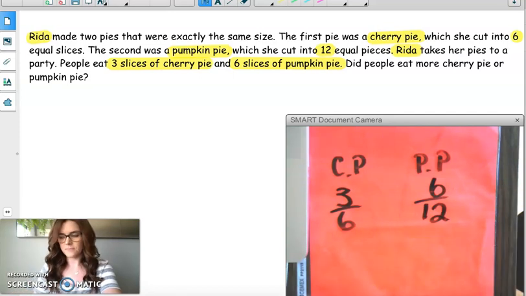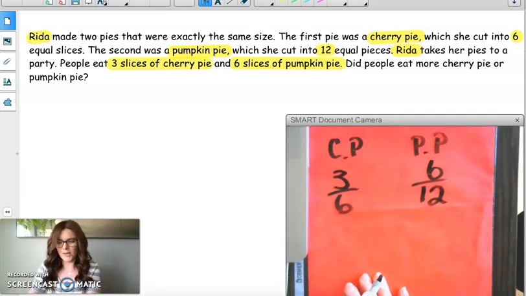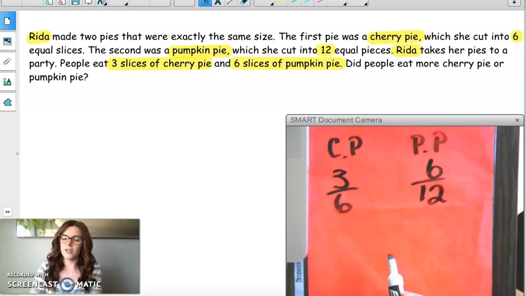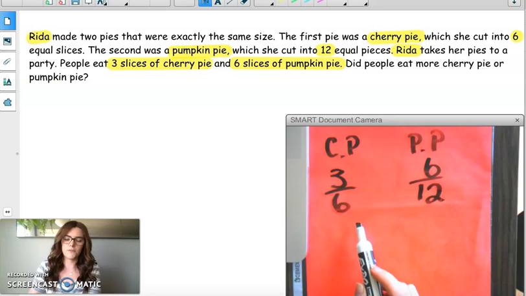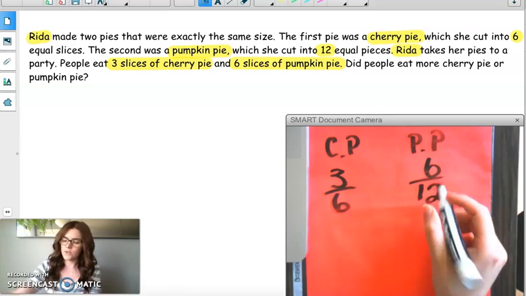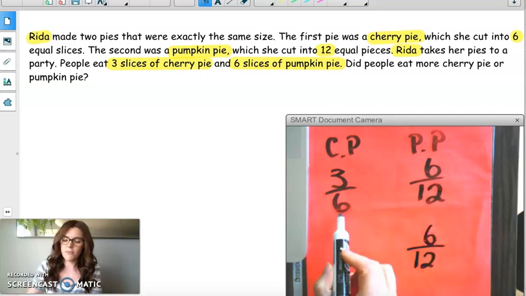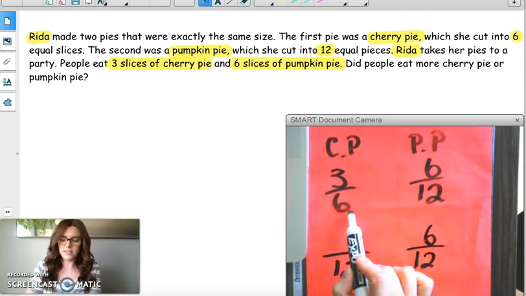pumpkin pie. So if you are able to simplify fractions, then you know right away the answer, but if not, we're going to make our fractions have the same denominator. We can make both of our fractions come from 12ths, okay? This one is going to stay the same, and the cherry pie fraction is going to turn to 12ths as well, okay? So how did we get from 6 to 12?